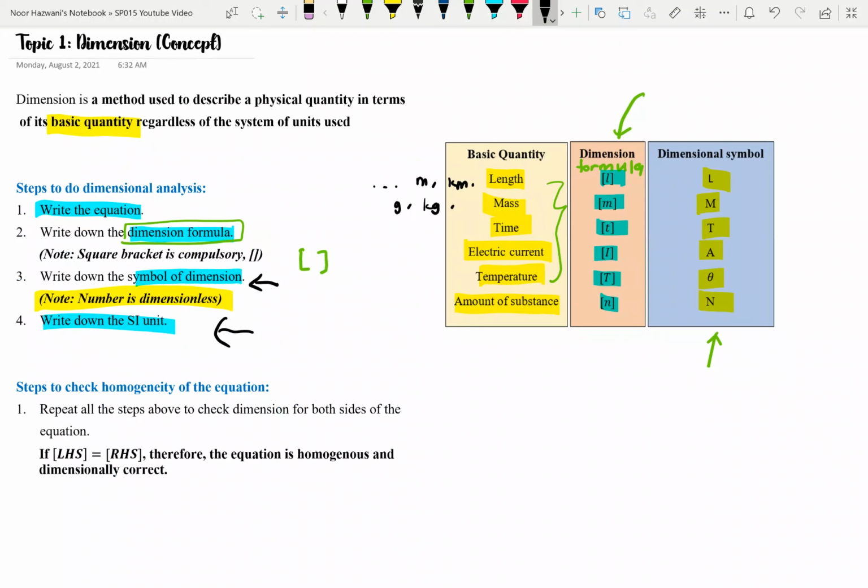Okay, and then steps to check homogeneity. Okay, steps to check homogeneity ni, basically kita nak check dimensions right hand side and left hand side. Kenapa nak macam tu pula? Sebab untuk equation, kita memang ada right hand side. Adakah kita tulis equation yang tak ada, kita ada left hand side je, sama dengan half mv squared. Habis depan dia tu apa? Maksudnya kita nak check, betul ke?